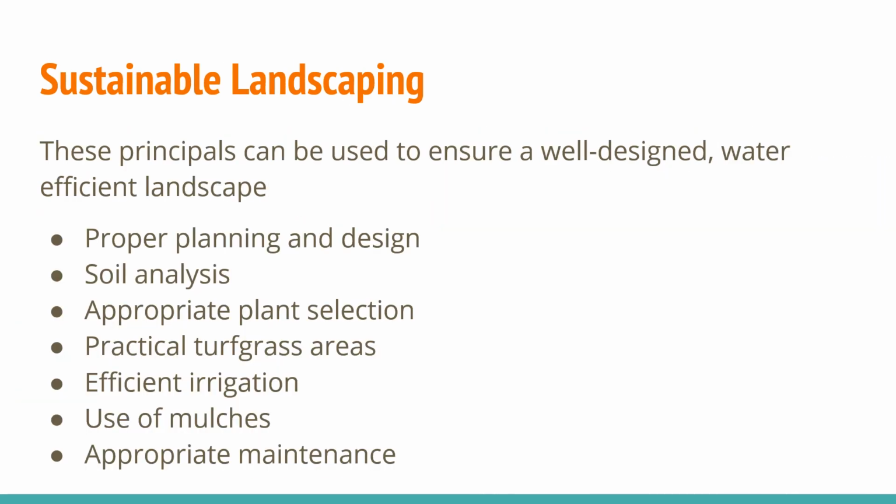Now, these principles can be used to ensure a water-efficient landscape. And there's a couple bullet points that we like to shoot off here: planning and design, soil analysis, appropriate plant selection, turf grass areas, efficient irrigation, the use of mulches, and last but not least, appropriate maintenance. All these concepts we've talked about in one way or another up until this point.